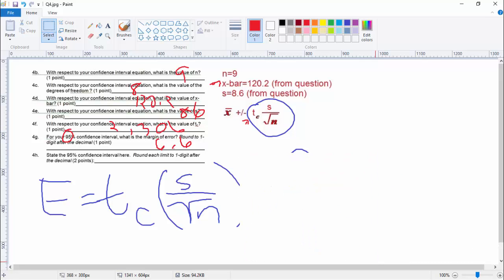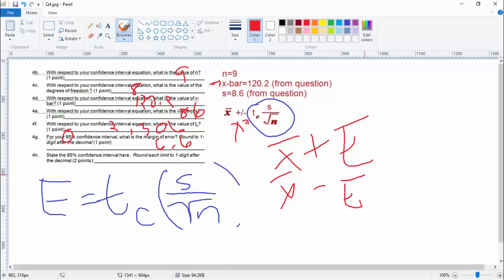Because the whole point is to get the lower and the upper limits, right? So how are we going to do that? See this, that's where this plus or minus comes in over here. So we're going to start the first one. x bar plus the e is going to be the upper limit, and the x bar minus the e is going to be the lower limit, and that's why we went through all this business to get this e.